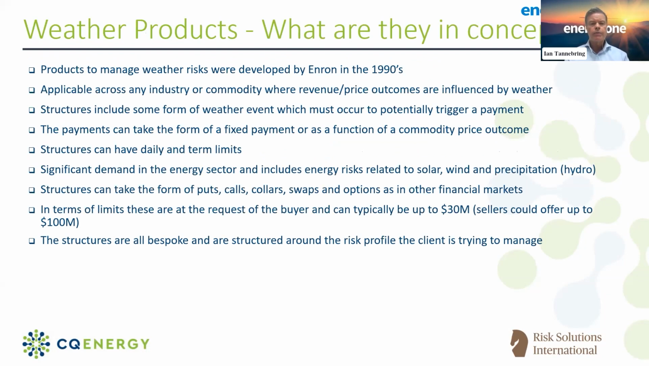Weather products, what are they in concept? Products to manage weather risks were developed by Enron in the 1990s. They're applicable across any industry or commodity where revenue or price outcomes can be influenced by weather. The structures basically have to include some form of weather event, which must occur to trigger some form of payment. That weather event is typically not around the mean. It's something more on the extreme side, but there are products, in particular in Europe, that have been done around average temperature type outcomes. The payments can take the form of a fixed payment, so a known payment upfront when that weather event occurs, or as a function of a commodity price outcome.